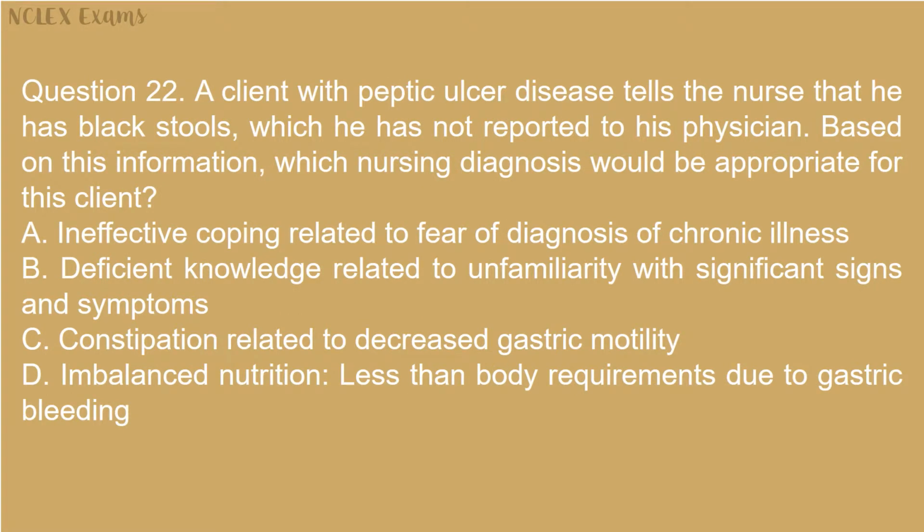Question 22. A client with peptic ulcer disease tells the nurse that he has black stools, which he has not reported to his physician. Based on this information, which nursing diagnosis would be appropriate for this client? A. Ineffective coping related to fear of diagnosis of chronic illness. B. Deficient knowledge related to unfamiliarity with significant signs and symptoms. C. Constipation related to decreased gastric motility. D. Imbalanced nutrition, less than body requirements due to gastric bleeding.